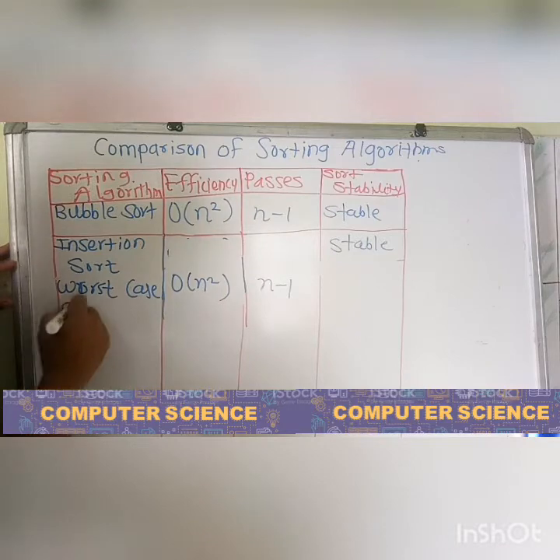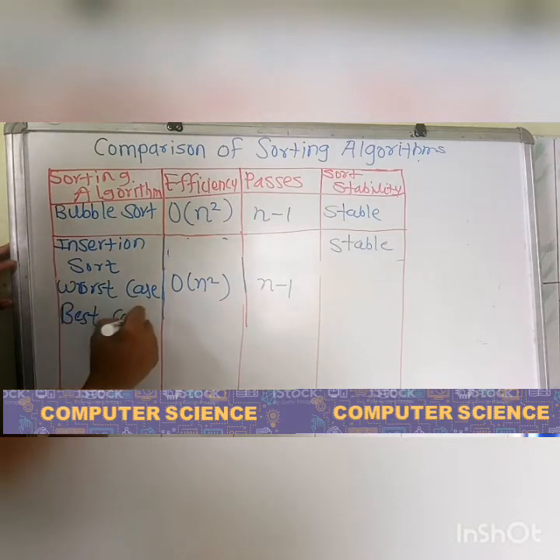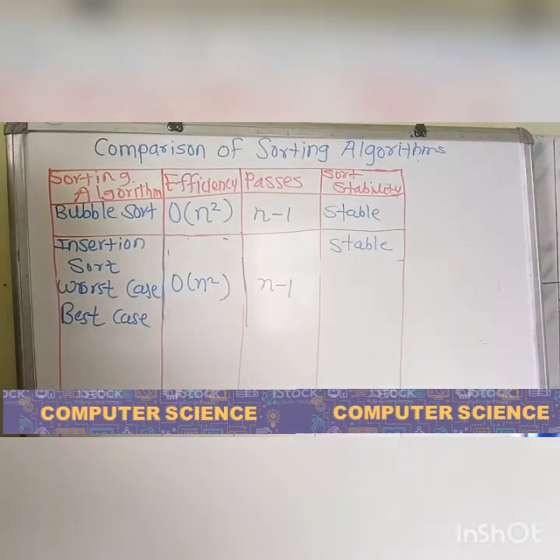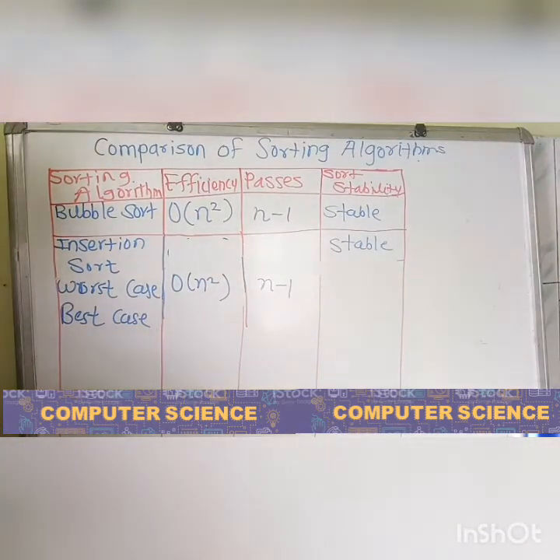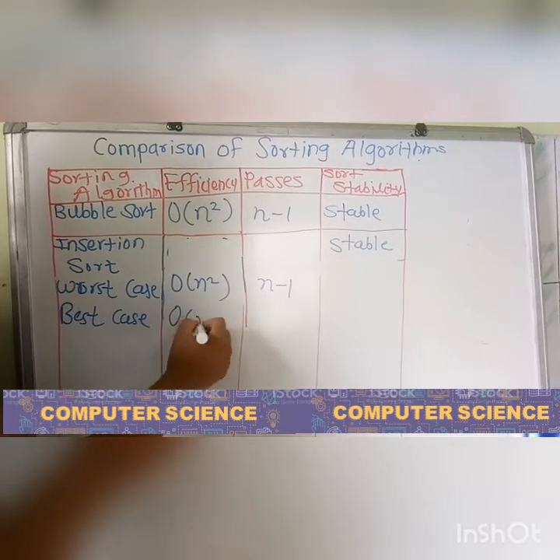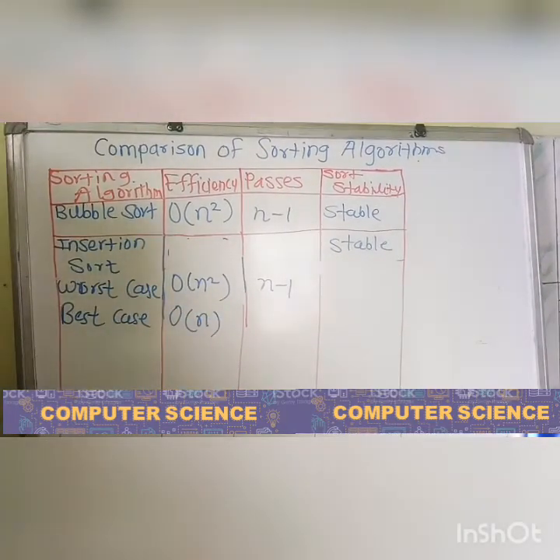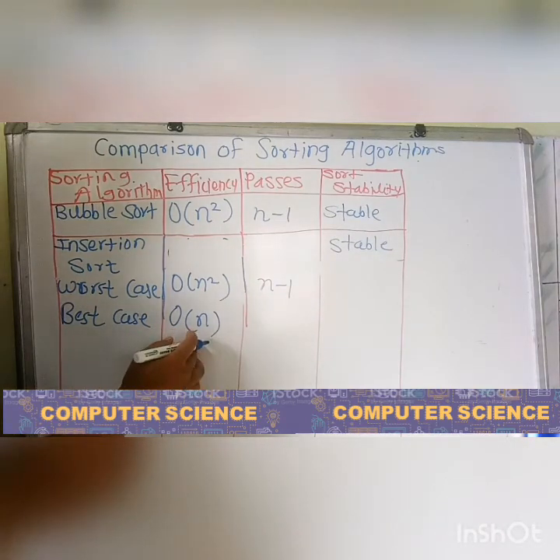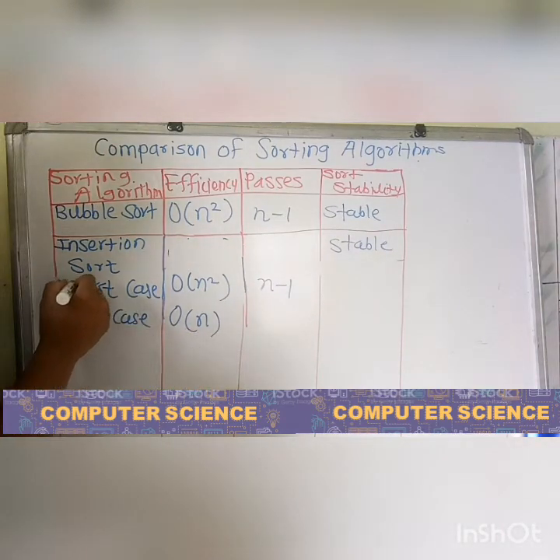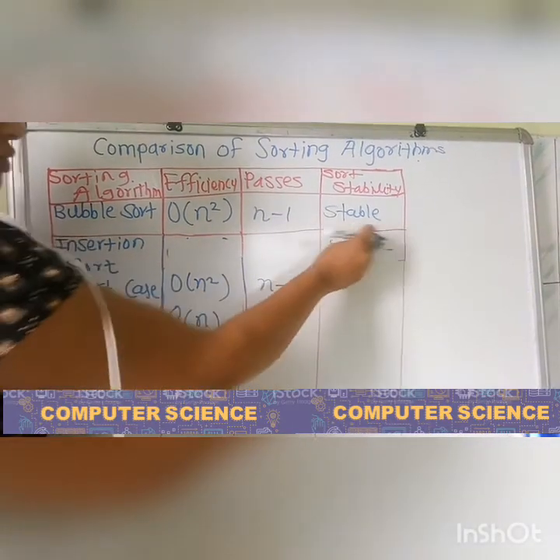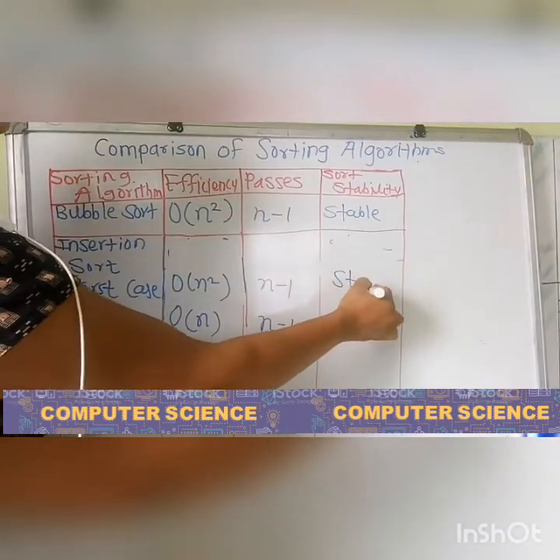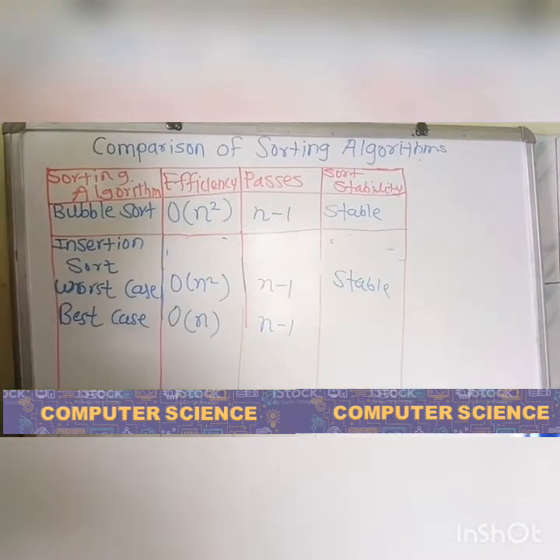And for the best case, meaning the algorithm is going to evaluate only a small amount of data, it will require only big O of n comparisons, meaning the time and space required are minimized. So it gives two types of behavior for the two different cases, and in this case also it will require n minus 1 passes, and it is a stable sorting algorithm.